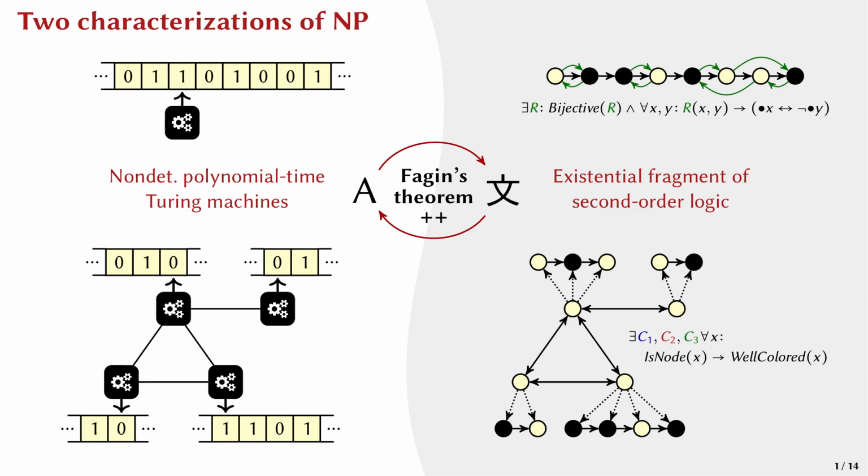Now, given such a structure, we can again evaluate logical formulas like the one shown on the right. This formula says that the network is three-colorable. And more precisely what it says is that there exist three sets of elements C1, C2, and C3, such that for every element X, if X happens to be a node, then it is well colored in the usual sense. So this means that X belongs to exactly one of the three sets, and none of its neighbors belongs to the same set. Of course, this is just a very simple example.